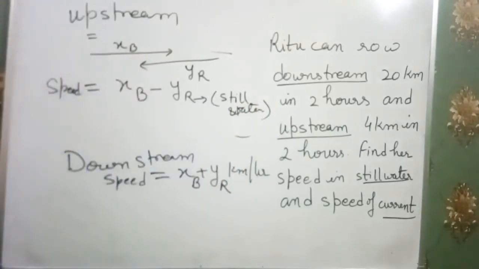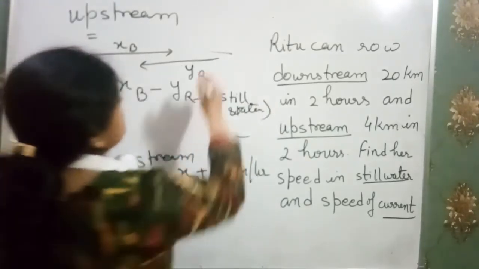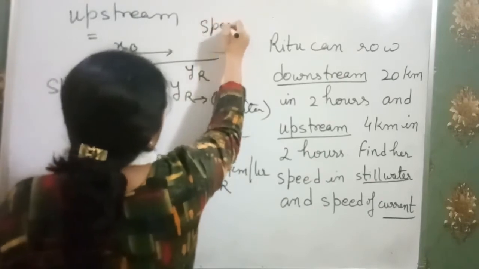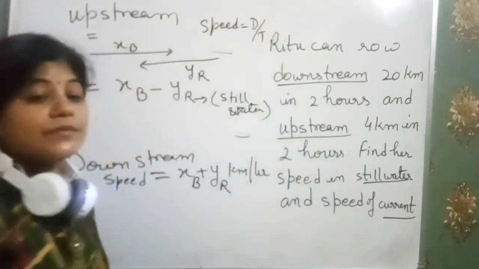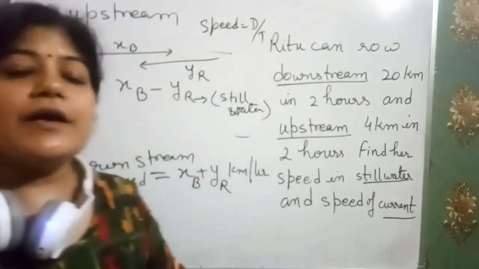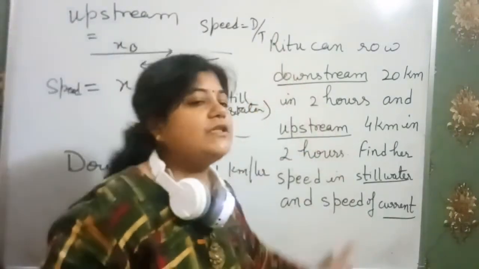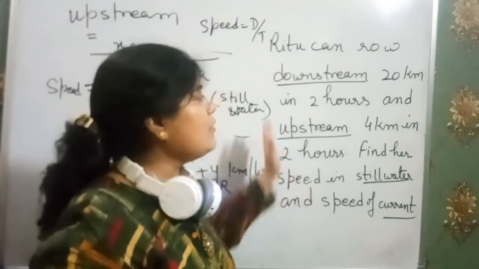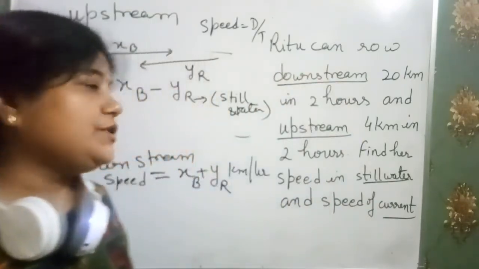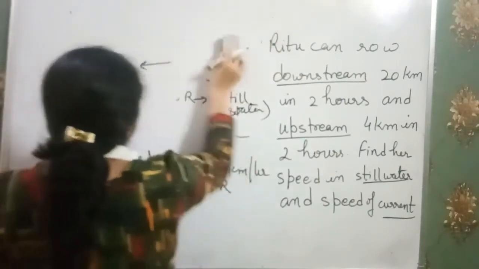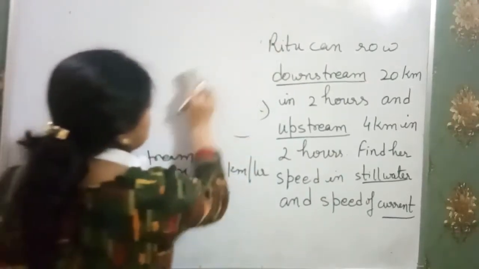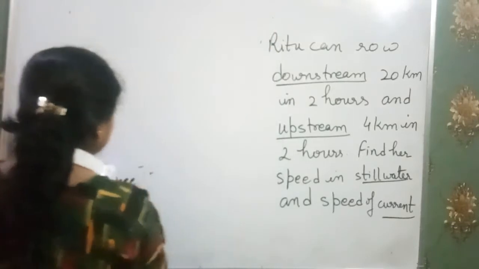Clear? Now the formula which we use in these types of questions is speed is equal to distance upon time. These things should be clear in your mind before solving these types of questions. Now I am reaching the question. After that, when we know all these things, then only we are able to solve these types of problems easily.